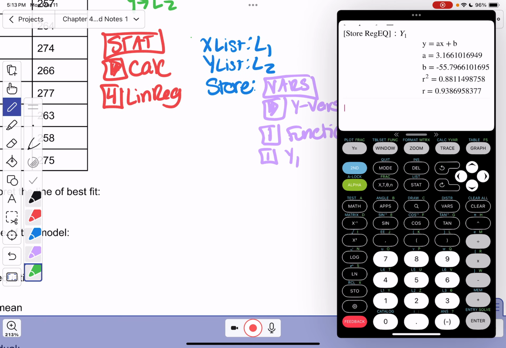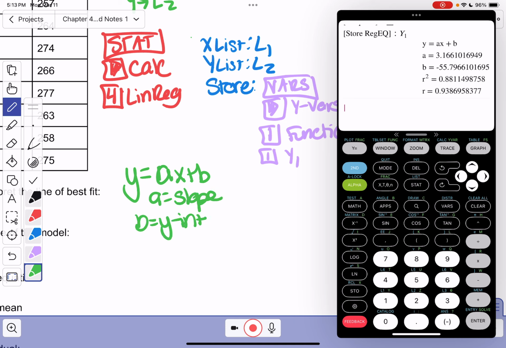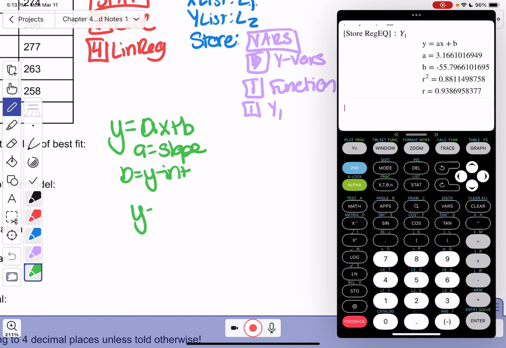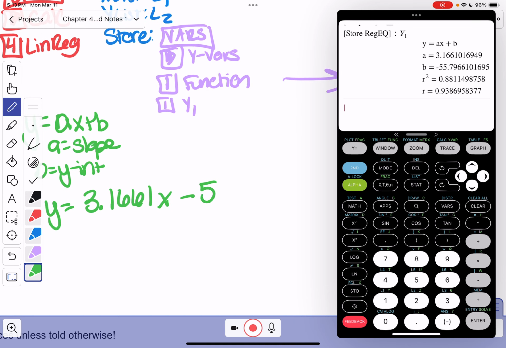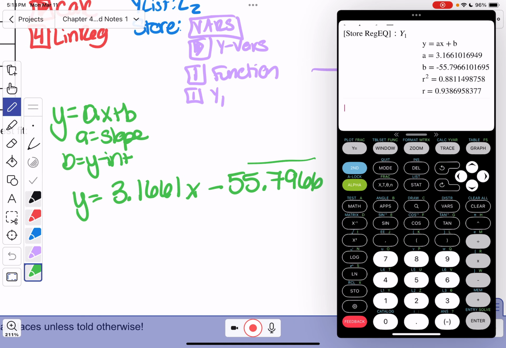Now, it's in slope-intercept form. So just like before, y equals mx plus b, they're just using a and b. So a is your slope, b is your y-intercept. So you can write that out. A is 3.1661x, and B is negative 55.7966. So that would be the equation of our line, and we can use that to make predictions, which we'll talk about in a little bit.